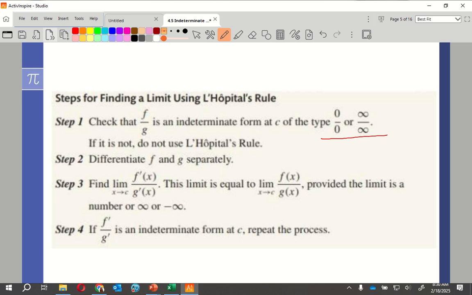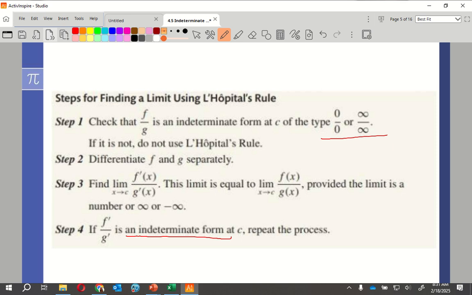Differentiate f and g separately. So f prime, and then g prime, and then try to plug in c. If f prime over g prime is an indeterminate form at c, repeat the process. What that means is, if f prime over g prime doesn't work, take the derivative again, and you'll get f double prime over g double prime. You would have to do this if it's indeterminate again.